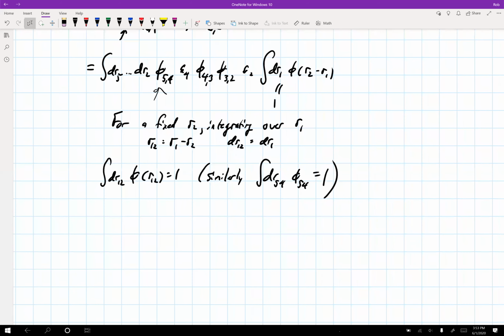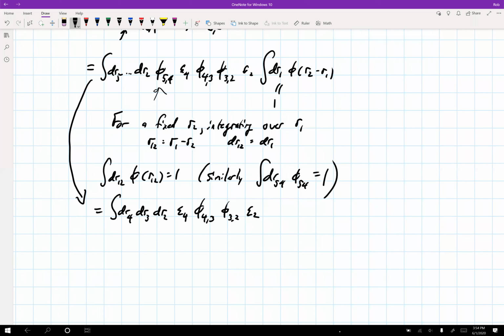So what does this leave us with? We come down here, and it's the same thing, but now our integrals over r5 and r1 are gone. We have dr4, dr3, dr2. And we still have epsilon 4, phi 4,3, phi 3,2, epsilon 2. All right, and that's all we have left.